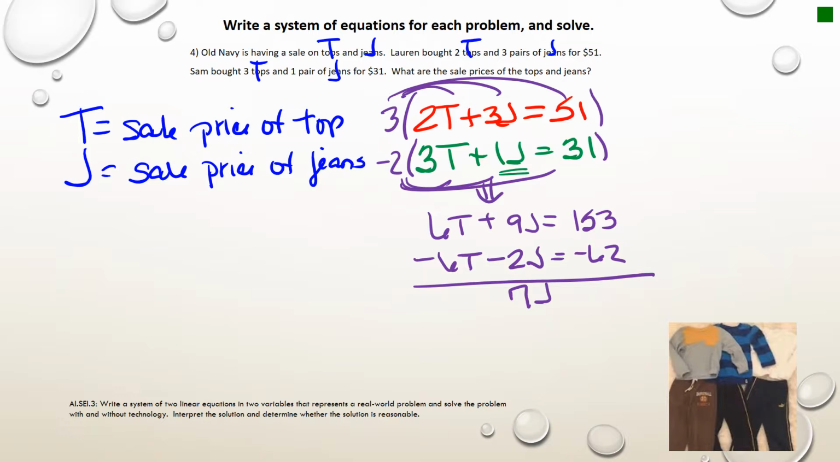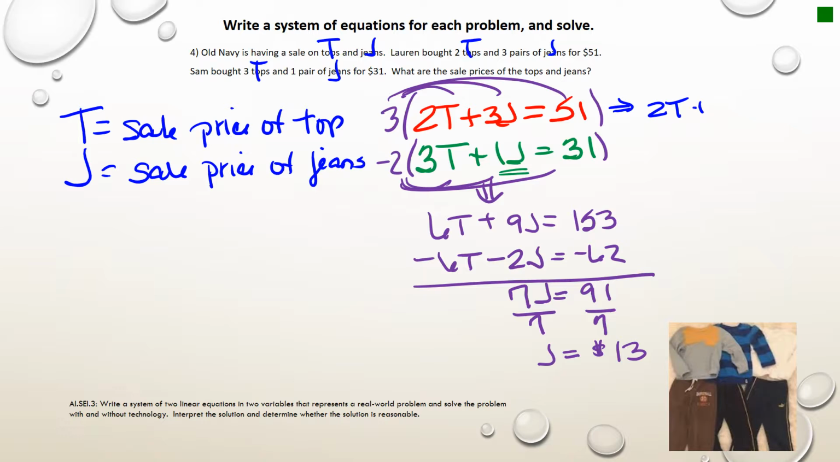So 7j equals 91. Divide by 7. J is equal to, look at this, I'm going to do old-fashioned math just to prove to you that you can't come in and say to your teacher, I couldn't do my homework, I didn't have a calculator. Look at that. 13. All right, let's go to this top one up here.